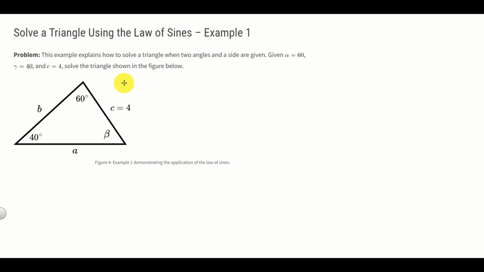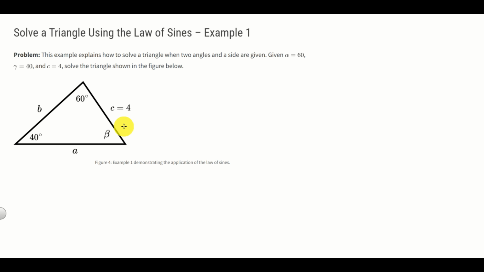Next, let's solve the first example illustrating the application of the law of sines. This example explains how to solve a triangle when two angles and a side are given. Let us assume that in this triangle, the angle alpha is equal to 60 degrees, the angle gamma is equal to 40 degrees, and this side C is equal to 4. Our goal is to solve this triangle. That is, we need to determine the lengths of the sides B and A, as well as this angle beta.